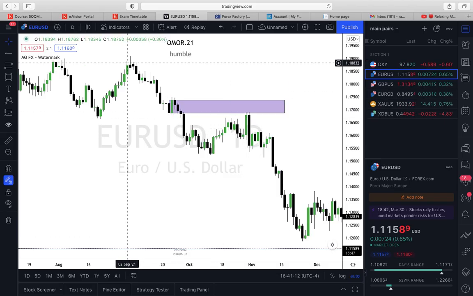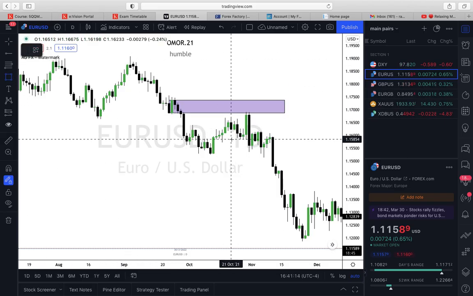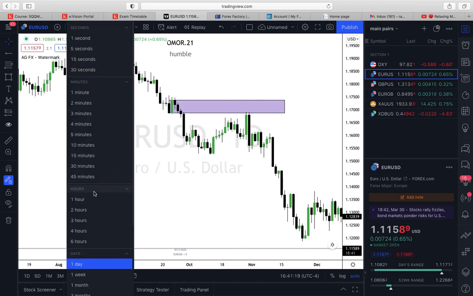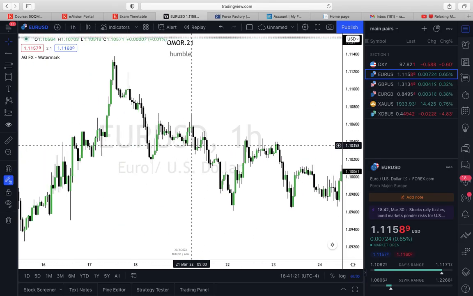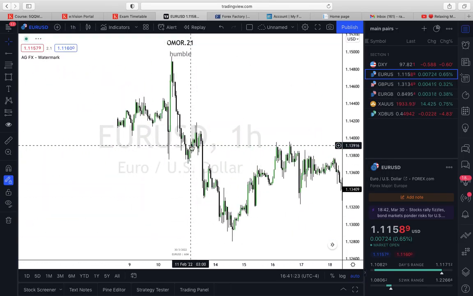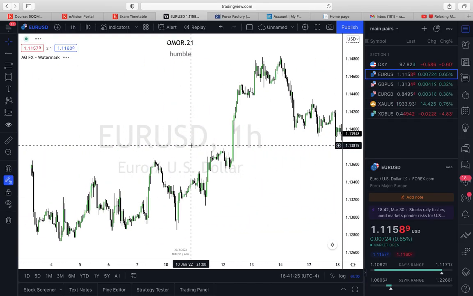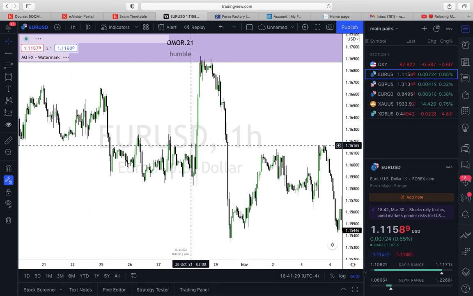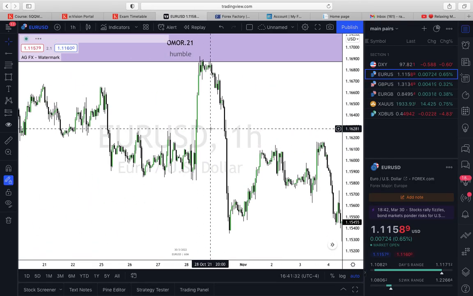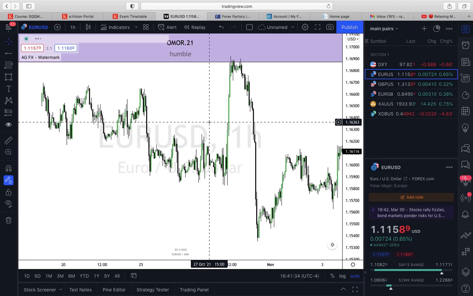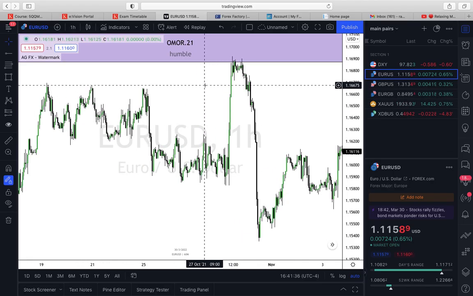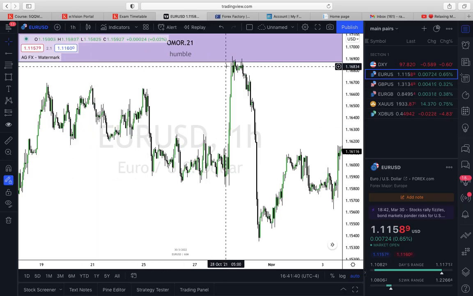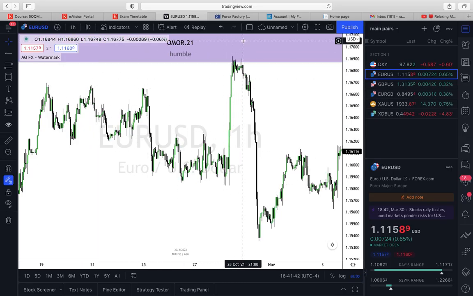Now here, 28th of October. Let's go on an hourly chart, 28th. December, November. So what happened? Look at all these highs here. All of these relatively equal highs. 1, 2, 3. We shoot above it.